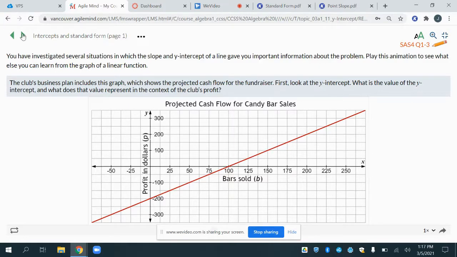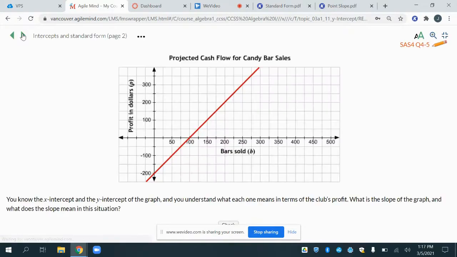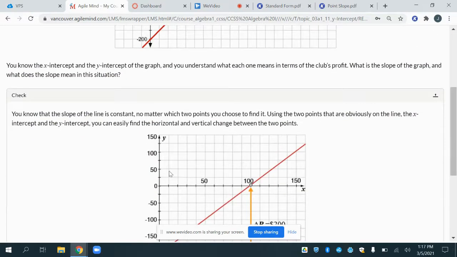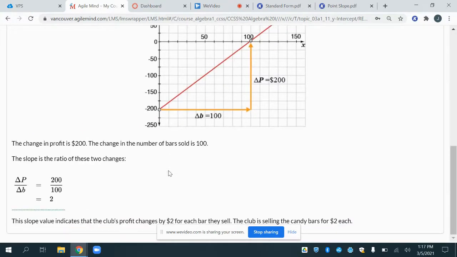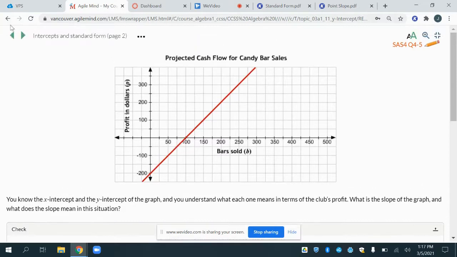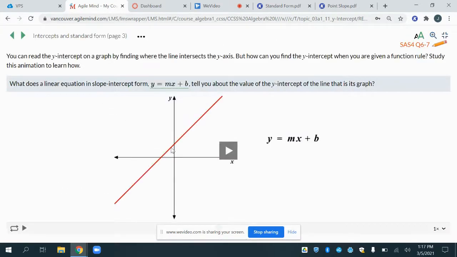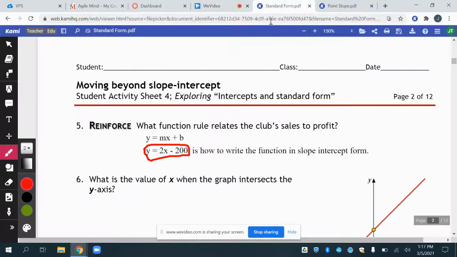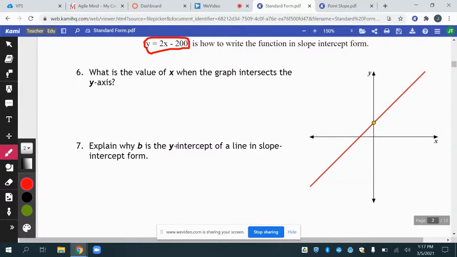Okay, next. We got that. We know the y and the x-intercepts. We learned that. What is the slope of the graph? We learned that the slope is $2. Yep. How do they want us to do this? Oh, they do want us to do y equals mx plus b. All right, great. Let's continue. Sorry, I didn't want to switch forms on you too early. So now we've got another y equals mx plus b right here.